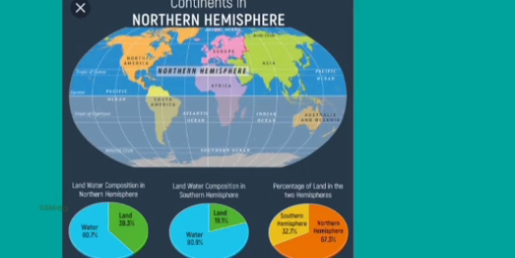Continents in the Northern Hemisphere. In which hemisphere is North America located? Did you know, students? Yes, North America is located in the northern and western hemispheres. Students, and then next question. How many continents and how many oceans in the world? There are 7 continents and 5 oceans in the world.